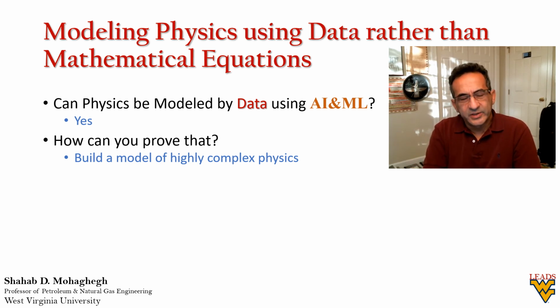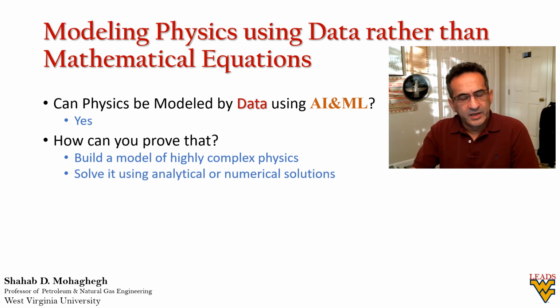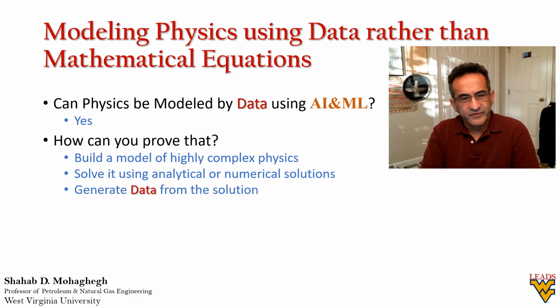We can come up with the following steps. First, you build a physics-based model of a physical phenomenon, and try to make that phenomenon a very, very complex one, not a simple one. Traditionally, we build the model and solve it using analytical or numerical solutions. For it being complex, most probably it's going to be a numerical solution. Once we've done that, we can generate data from the solution that we have just built using the computational approach.